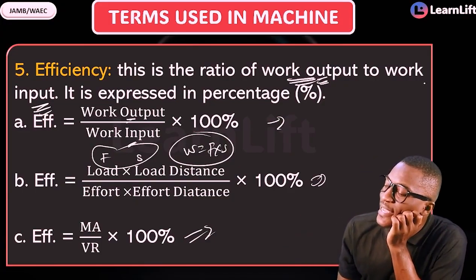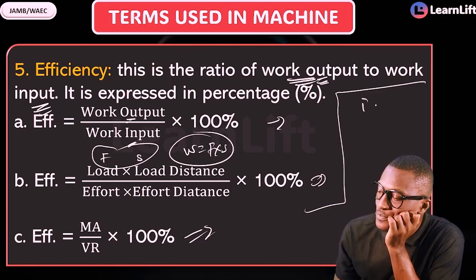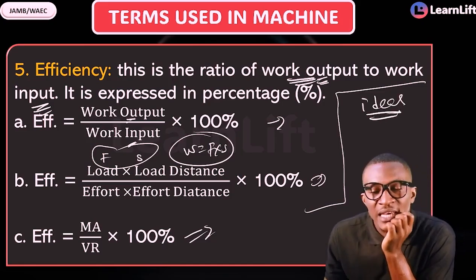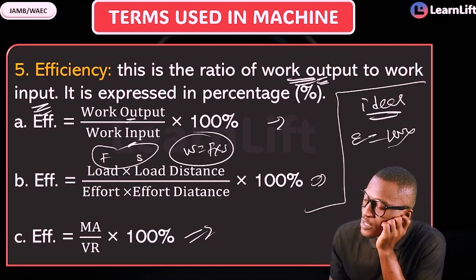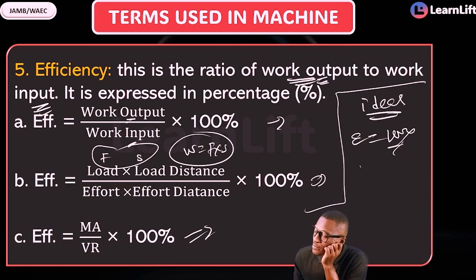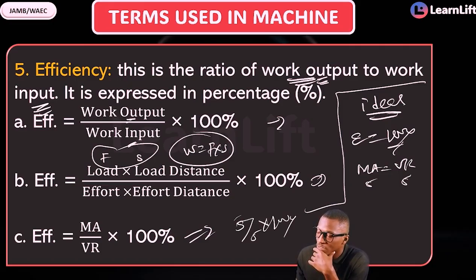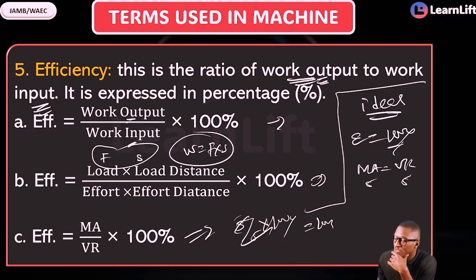Now, there's what we call an ideal machine, just the way we have an ideal gas. In an ideal machine, efficiency is 100%. Why will efficiency be equal to 100%? That means mechanical advantage is equal to velocity ratio. So let's say mechanical advantage is 5 and velocity ratio is 5. Then it becomes 5 over 5 times 100%, which gives 100%. So for an ideal machine, one, efficiency is 100%. Number two, mechanical advantage is equal to velocity ratio. That means the machine is 100% perfect.